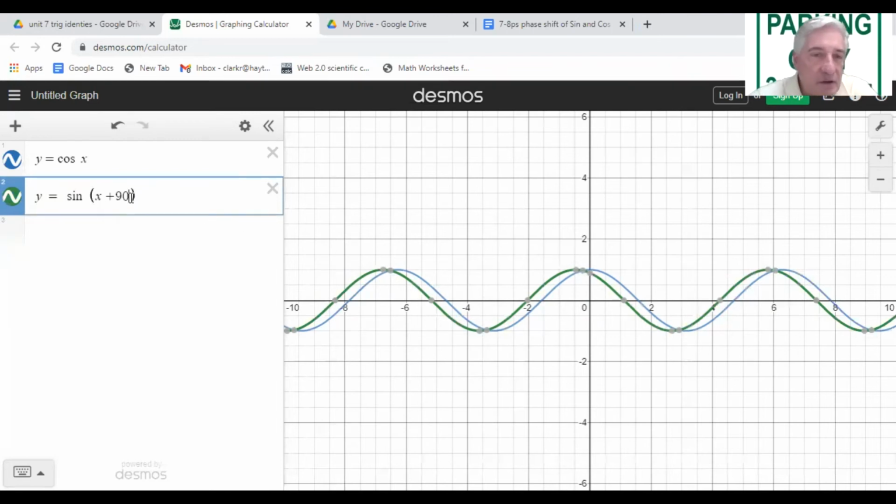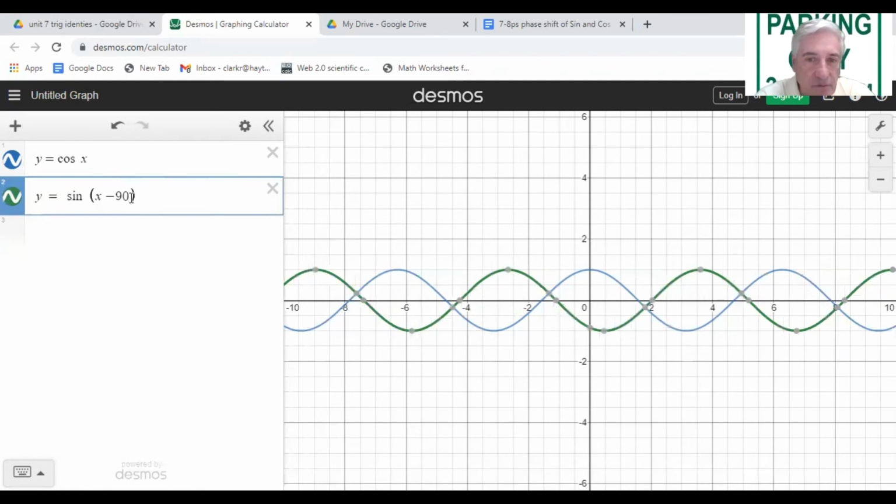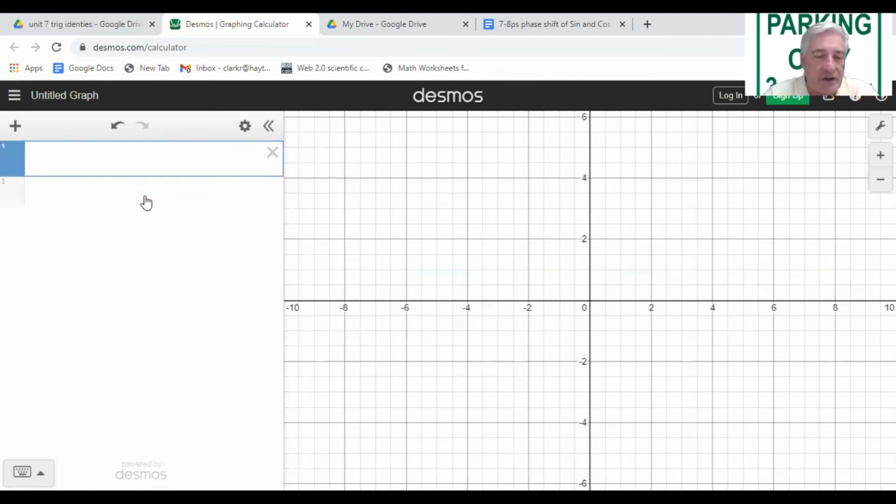But what happens if I take sine and move it 90 degrees, or we could move it minus 90 degrees, now I get that loop sensation. What did I do to the green one? Let's try it again. I wanted to show you that if you graph cosine and sine at the same time, you're going to have one on top of another. So let's just use cosine.